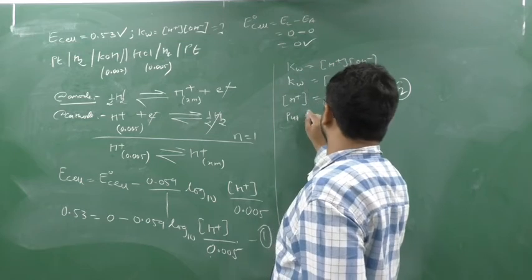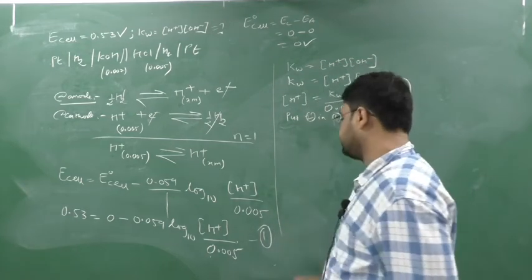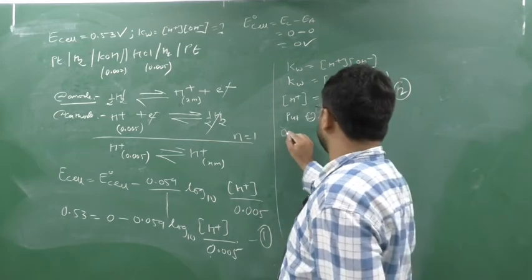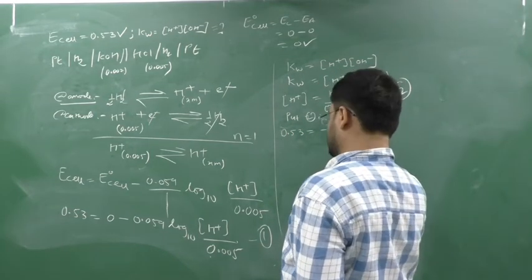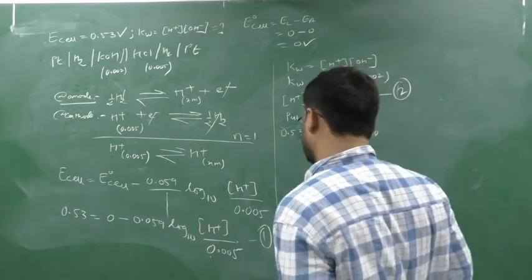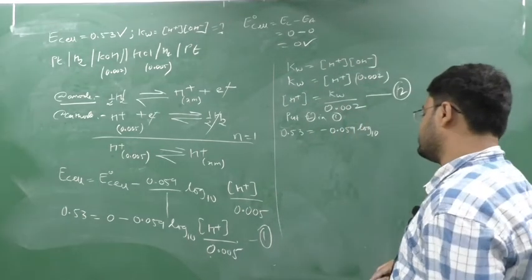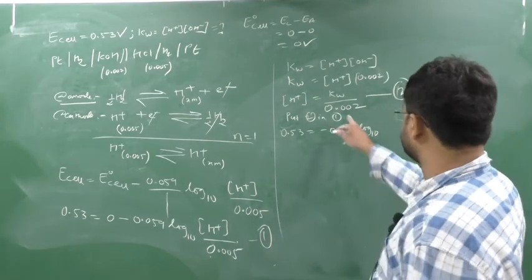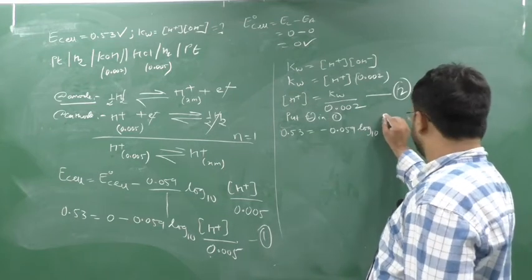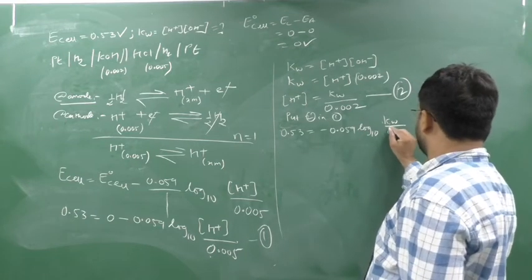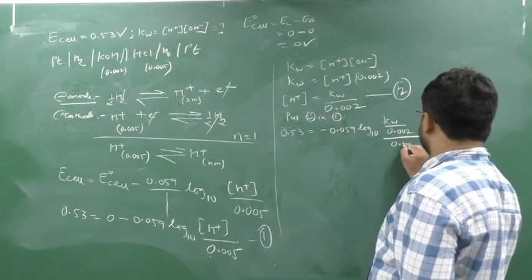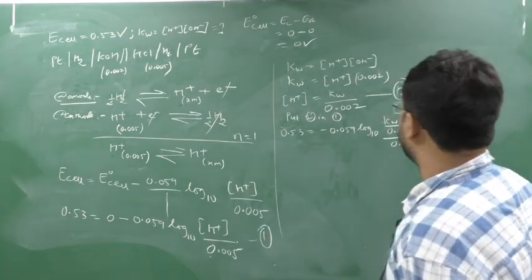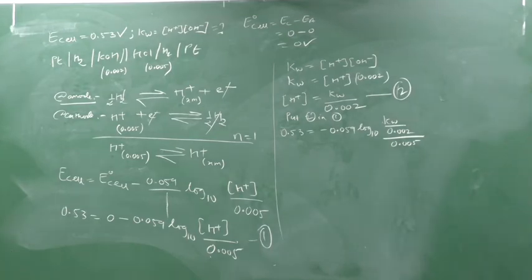So here what I will do: 0.53, put 2 in 1. So 0.53 equals minus 0.059 log to the base 10 of the concentration of H plus. So the concentration of H plus is how much now? Kw divided by 0.002, divided by 0.005. Now I have to solve this. I will get the answer for Kw.